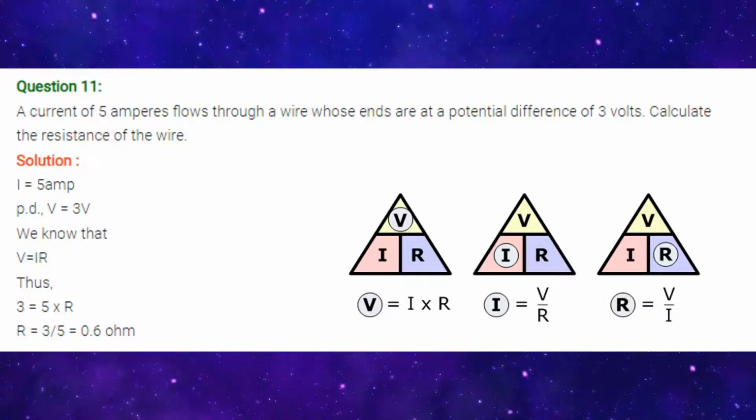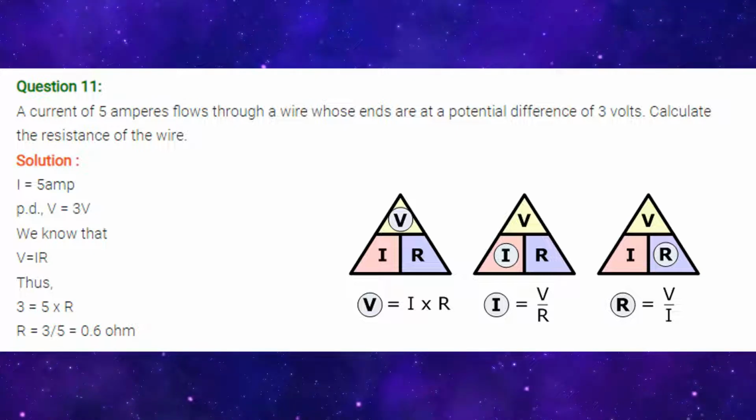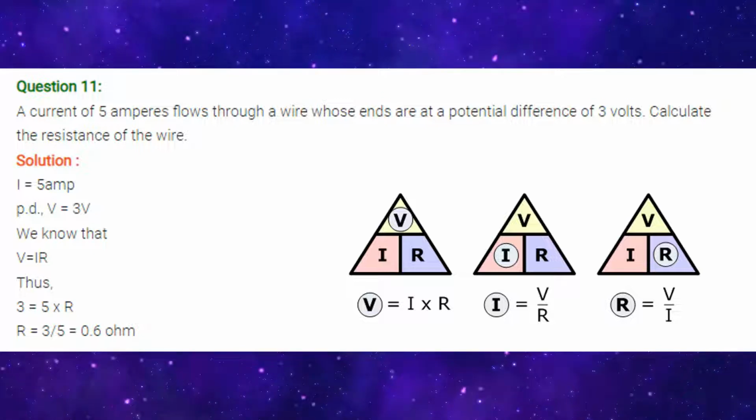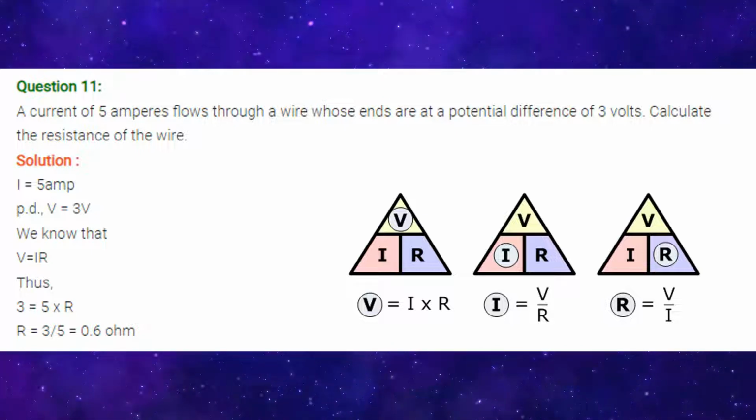Question 11. A current of 5 amperes flows through a wire whose ends are at a potential difference of 3 volts. Calculate the resistance of the wire. Solution: current I equals 5 ampere, potential difference V equals 3 volts. We know that V equals I into R. Use the triangles for reference. Thus, 3 equals 5 into R, R equals 3 upon 5 equals 0.6 ohm.